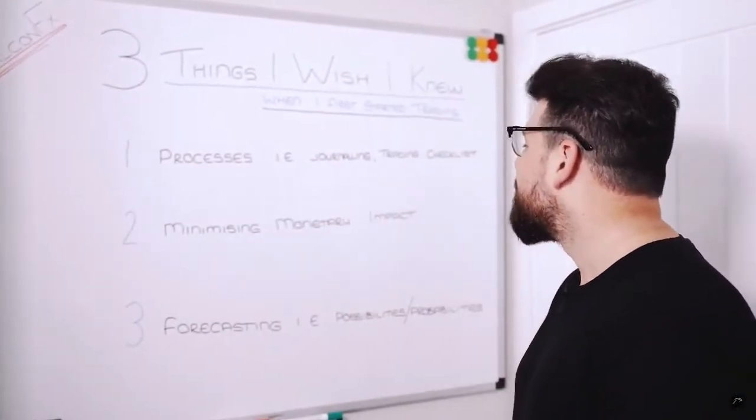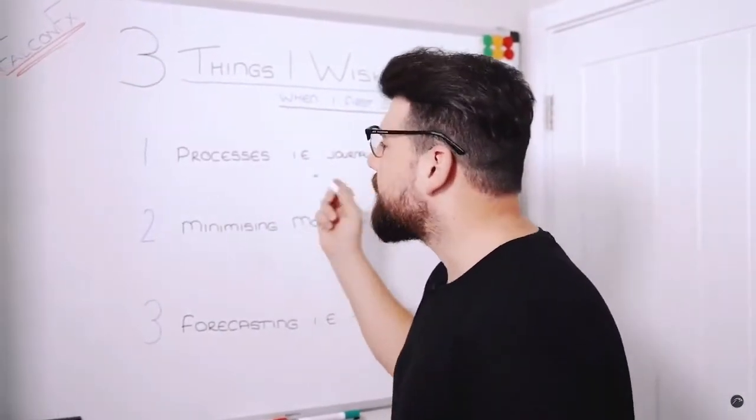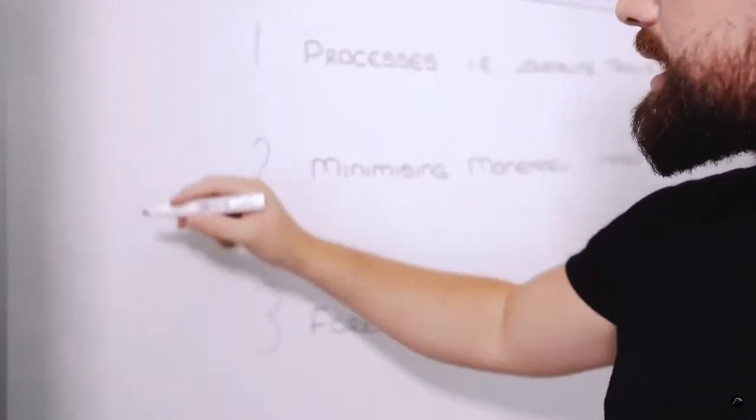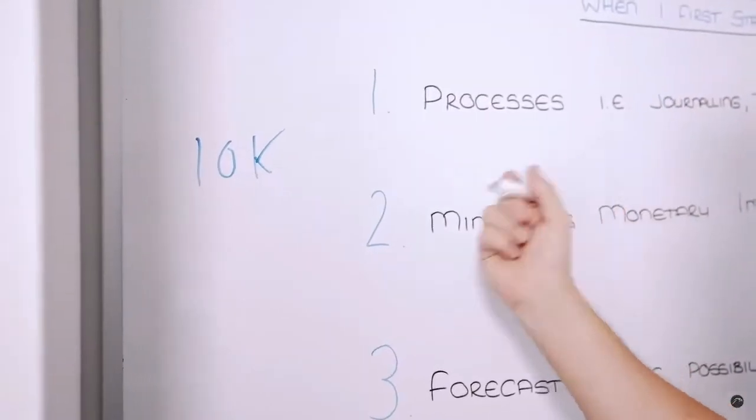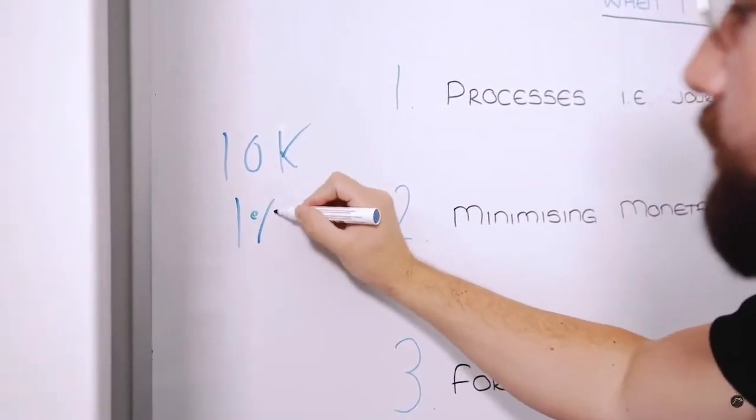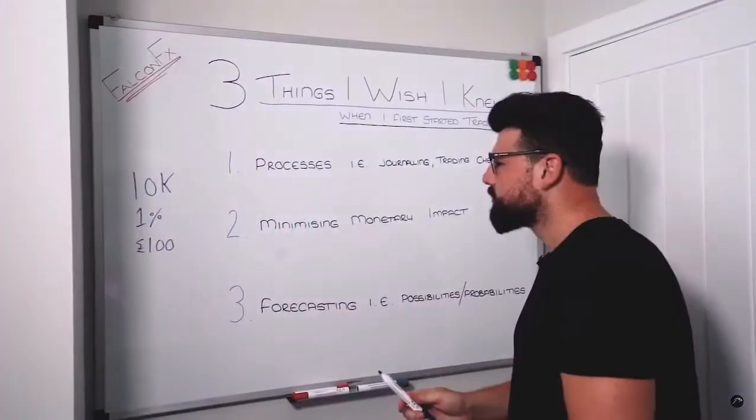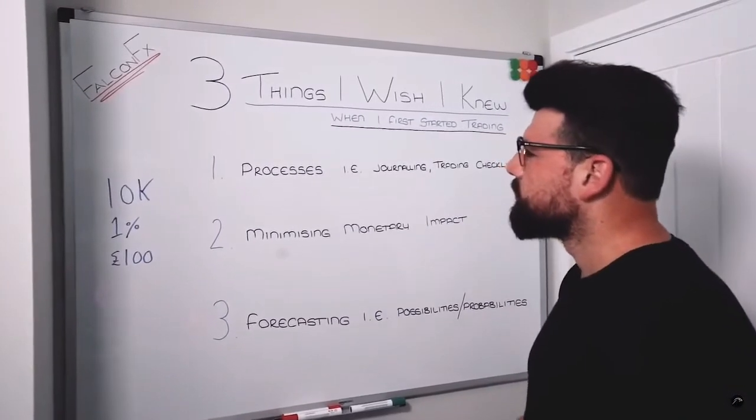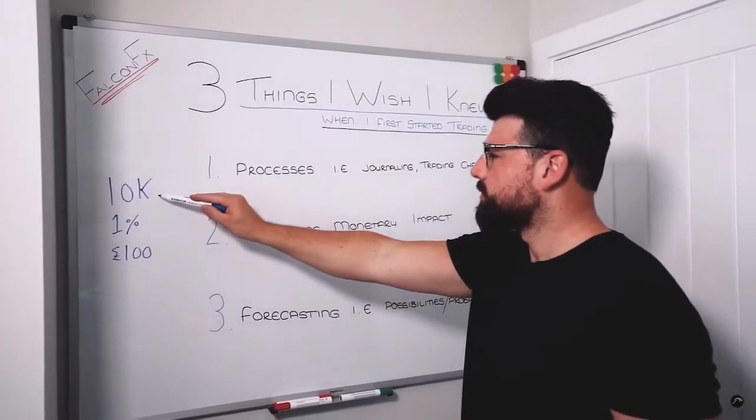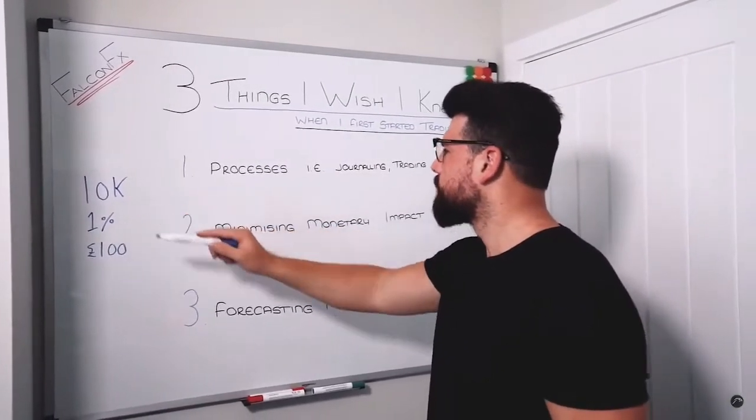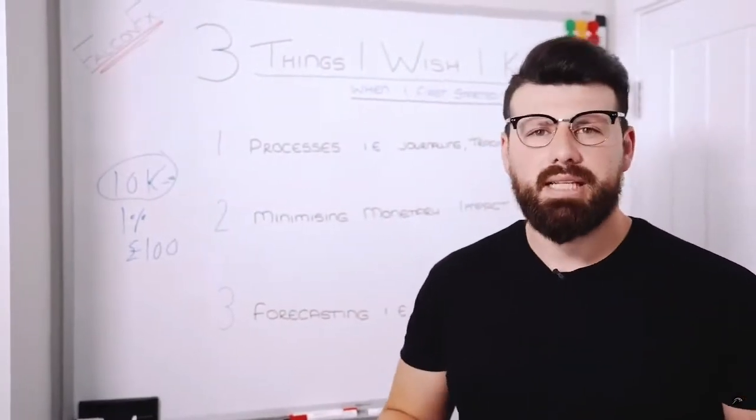Second point, minimizing the monetary impact. Actually, I'll write something on here. Let's say we've got a £10,000 account, just write that roughly, 10K, and you're risking 1% per trade, so you're risking £100 per trade. What people will do, if you've not fully grasped this, is that if this 10K figure is a lot of money to you, you will put so much importance on that figure and think, I'm trading 10,000, that's a lot of money to me.